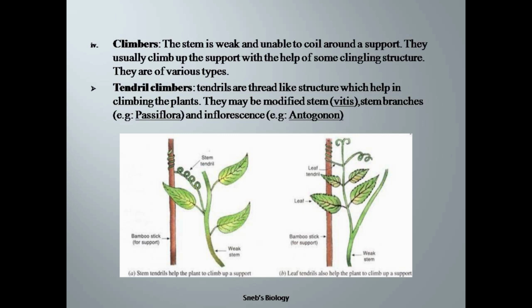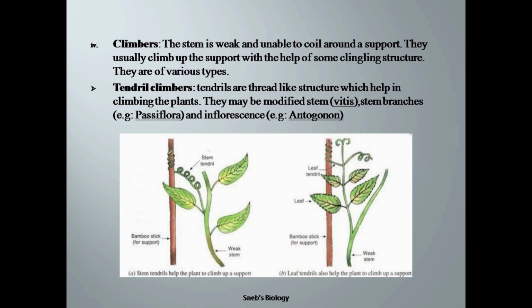Next is climbers. The stem is weak and unable to coil around a support. They usually climb up the support with the help of some clinging structure. They are of various types. It may be tendril climber, root climber, hook climber, etc. In tendril climbers, the tendrils are thread-like structures which help in climbing the plant. They may be modified stems or stem branches or inflorescence or axillary buds.